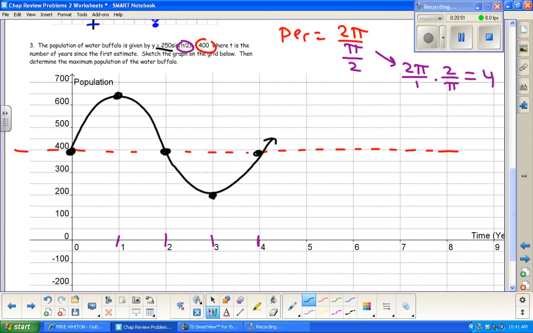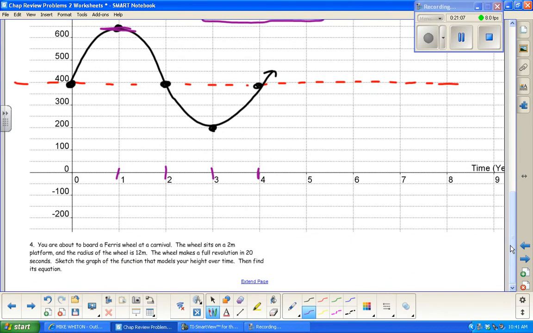And then we can use that to determine the maximum. So the maximum is going to occur up here, so that would be at 650. So that was, again, very similar to the other one.